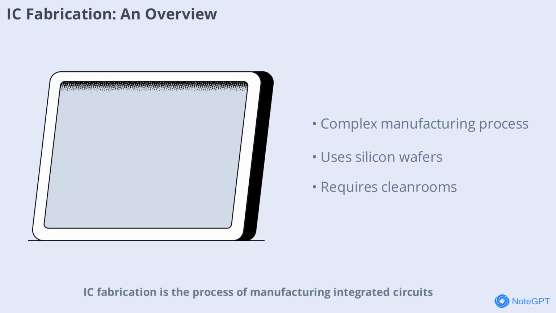IC fabrication is the process of manufacturing integrated circuits. It involves multiple steps including doping, etching, and layering materials on a silicon wafer. The process is carried out in ultra-clean environments called cleanrooms to prevent contamination. Advances in IC fabrication have led to smaller, faster, and more energy-efficient chips, driving progress in technology.